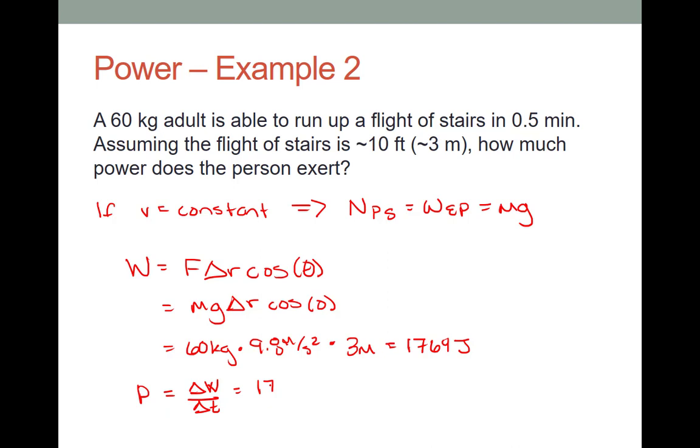To find the power, I'm going to take the amount of work done and divide by the time interval. So that would be 1,764 joules divided by half a minute, which is not half a second. Let's try this again. Half a minute is 30 seconds. And that tells me that the person must exert at least 58.8 watts of energy. Might exert more, but at least 58.8 watts of energy.